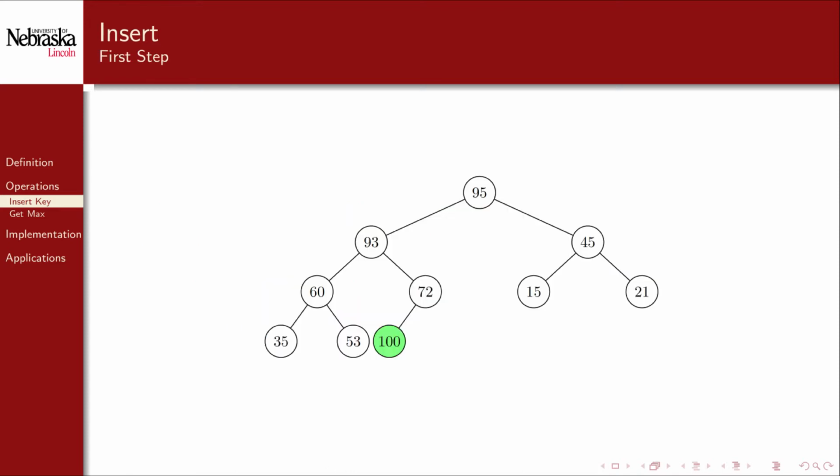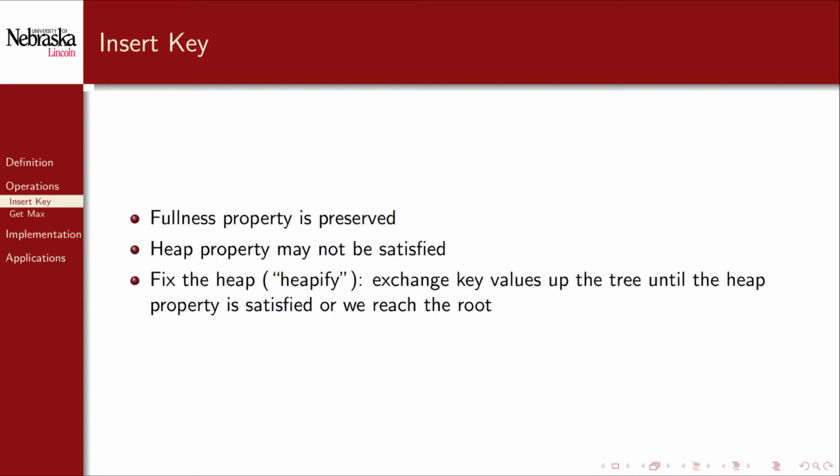Here's the correct insertion operation. We insert 100 at the deepest level all the way to the left. The fullness property is now preserved, but the heap property may no longer be satisfied. We need to fix the heap so that it is. This process is generally referred to as Heapify. It involves exchanging key values up the tree until the heap property is satisfied or we reach the root.